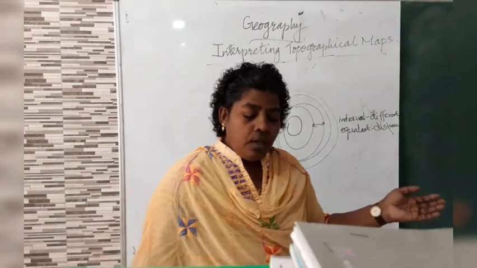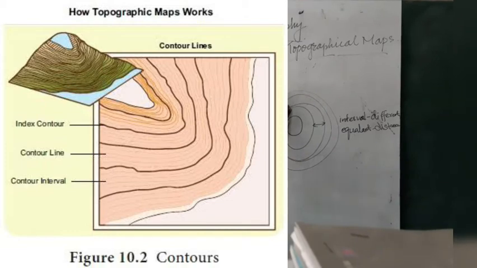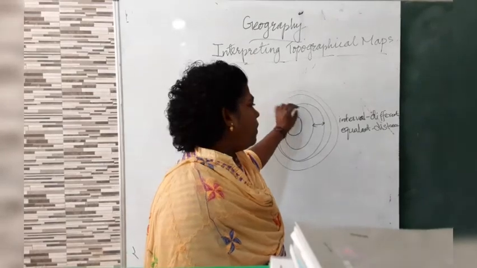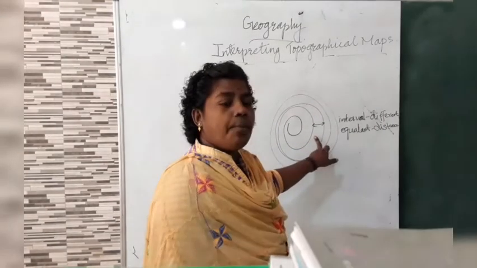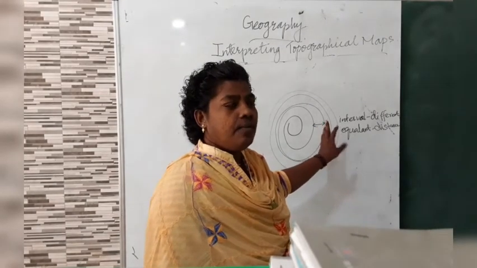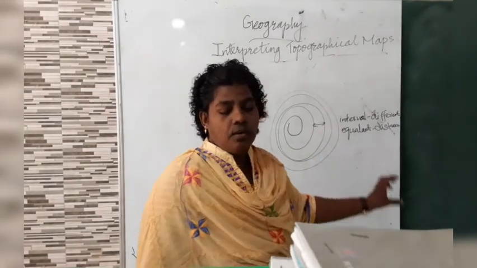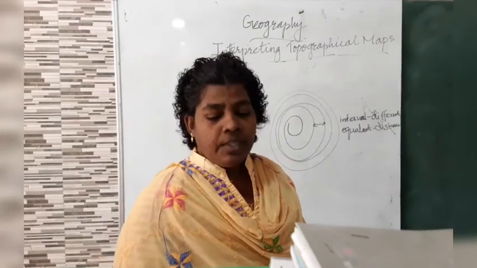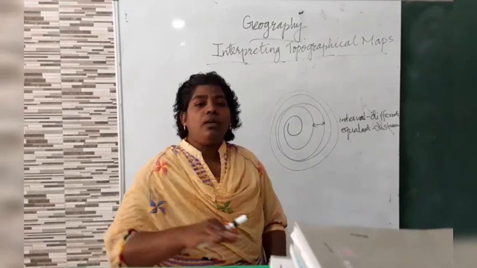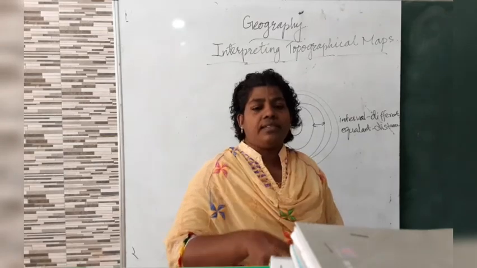How is it identified? The steep slope is where the contour lines are drawn close to each other. If the lines are very close, we say the area is a steep slope. If the lines are wide apart, we say the area is a gentle slope. Then for the plateau region, what have we learned? There will not be any contour line in between or in the middle as such.